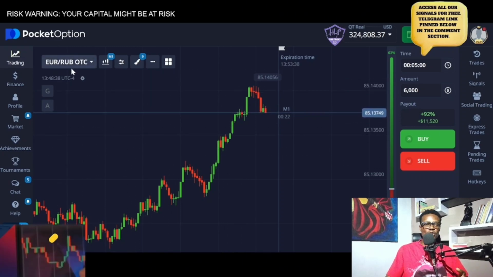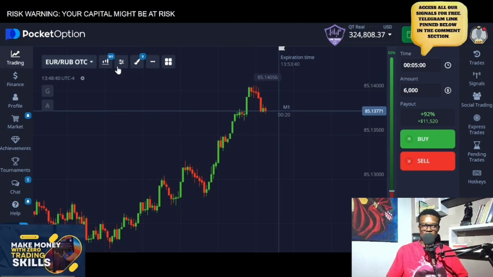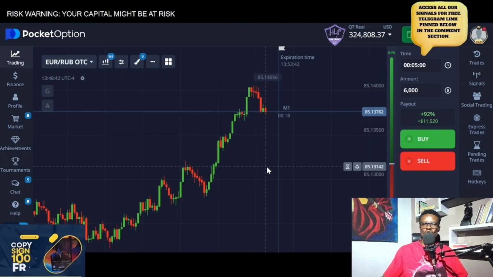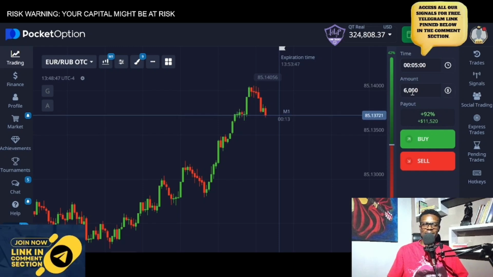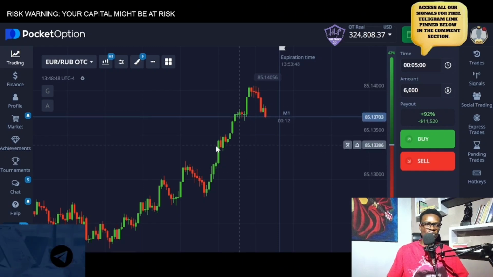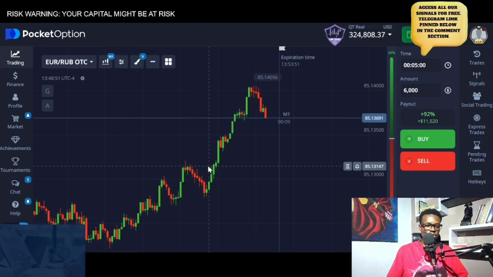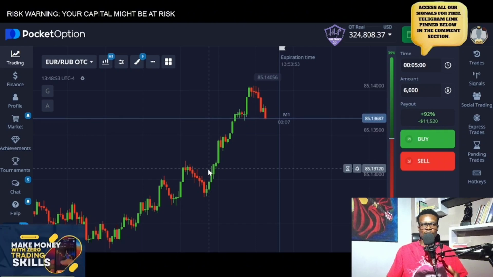So this right here is a Euro ROUB, the OTC market. This is the 1 minute time frame, and of course we are going to be trading over 5 minutes expiry. We are risking 6 grand, as you can see right here. So understand that every single candle you see on the chart is representing 1 minute.